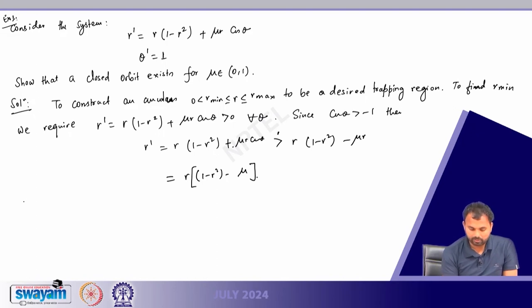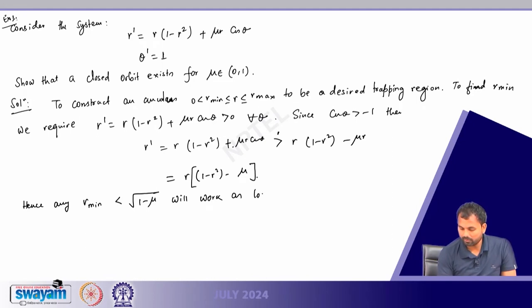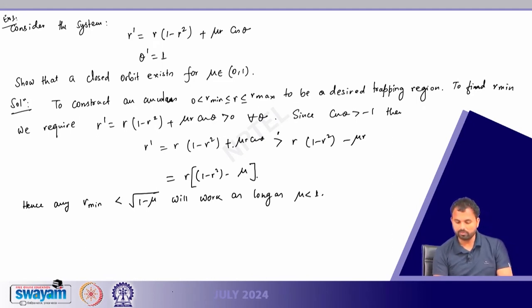So hence any R minimum must be less than square root of 1 minus mu, and this will work as long as mu is less than 1. Right. So, if the minimum value of R is less than square root of 1 minus mu.